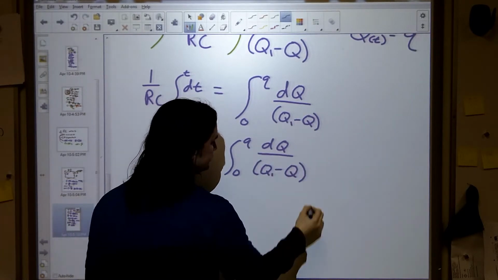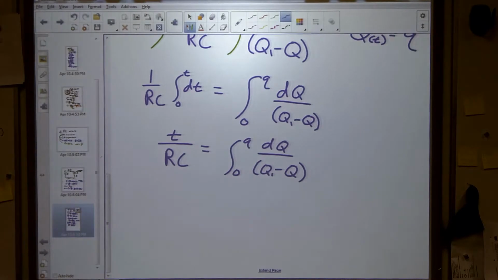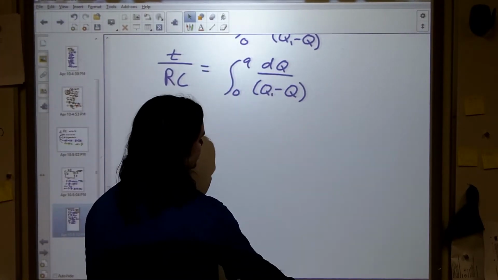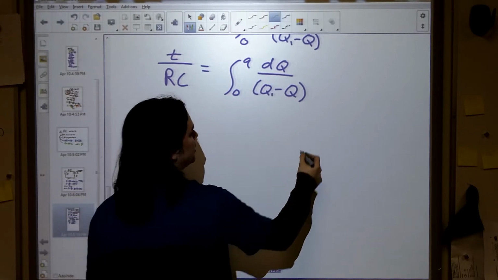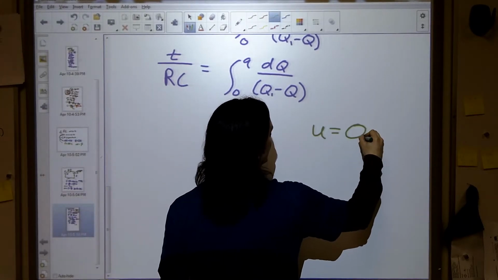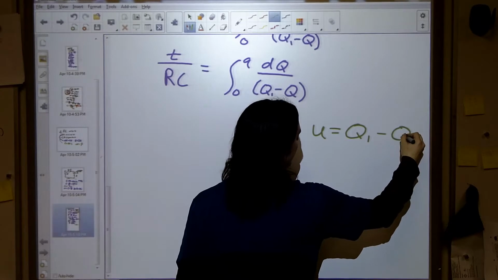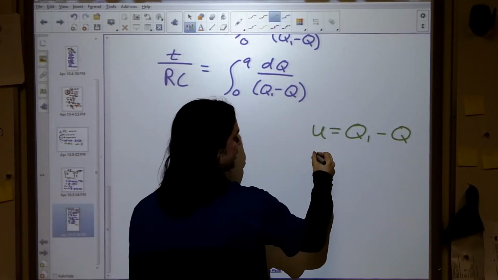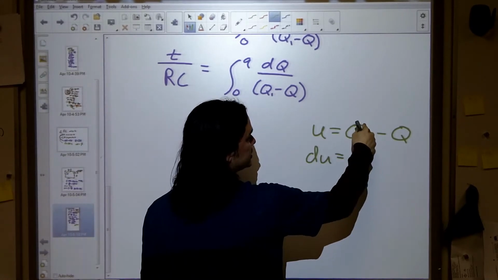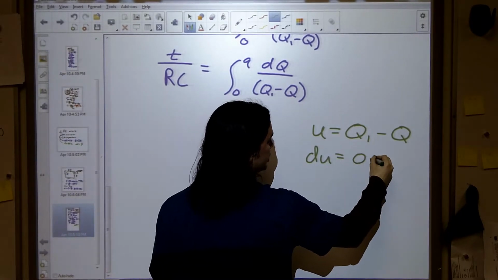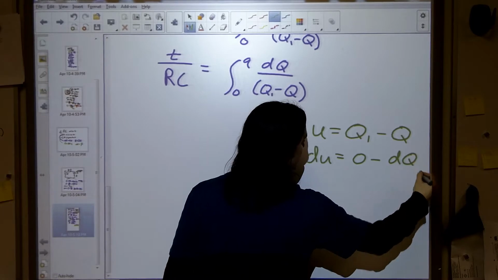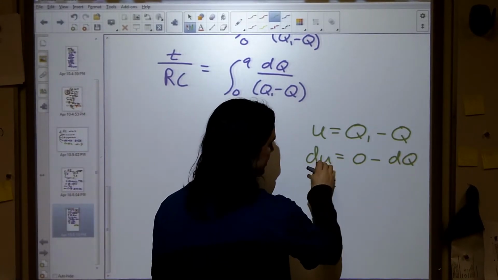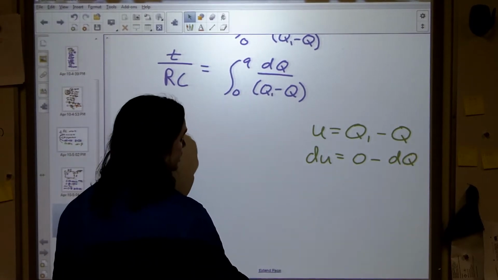q1 minus q. Technically, I've got this constant in here. It's causing a little bit of problem. So here's what I'm going to do. I'm going to define some function u as the total charge minus my actual variable, Q. This means that if I take du, remember this is a constant, so it becomes 0 minus dq. A little bit of u substitution here. This tells me that du is equal to negative dq.